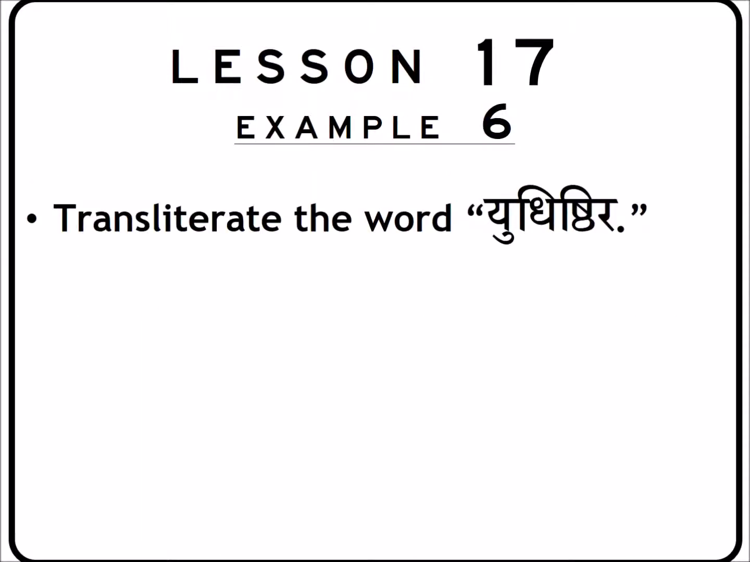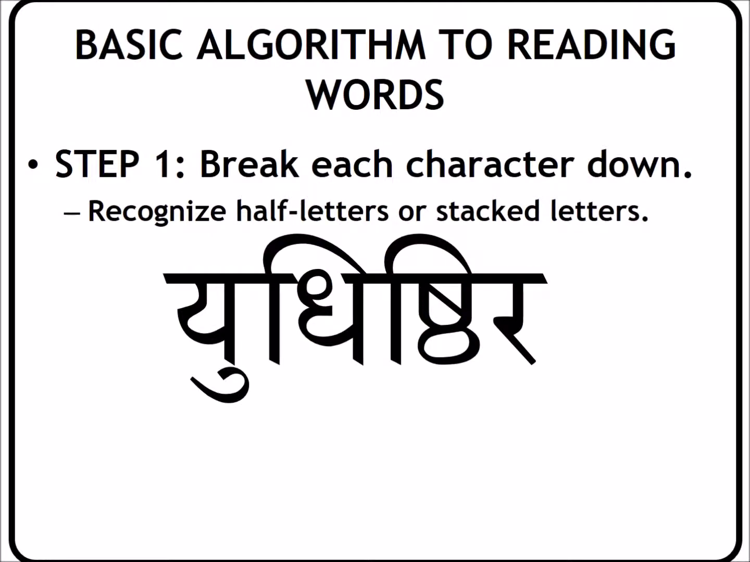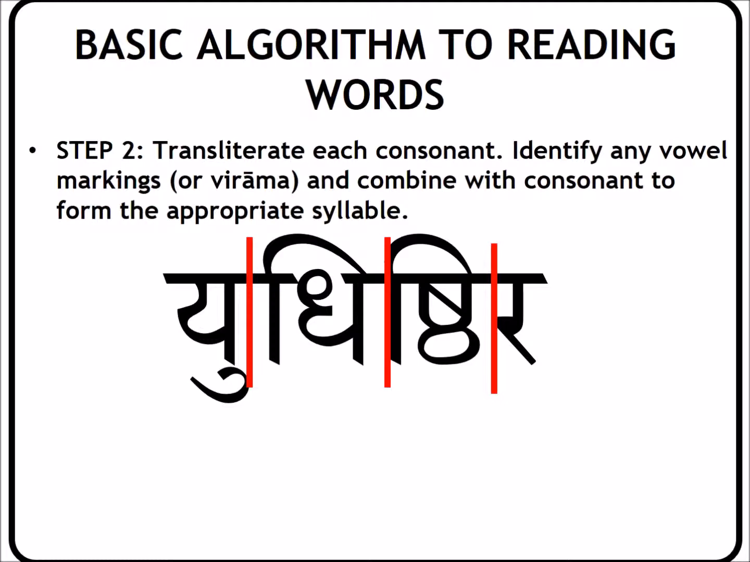Let's read another word. Again, first step is to break them down by characters. If you read this correctly, you will see that there's also 4 characters: 1, 2, 3, and 4. Then we're going to transliterate each character separately. So the first character that you see is the letter ya with the short u symbol right beneath the letter to get yu. Then the second character is the letter dha, but to the left of the dha you see the shape of the short e sound. So you write the letter i to represent e to get dhi.